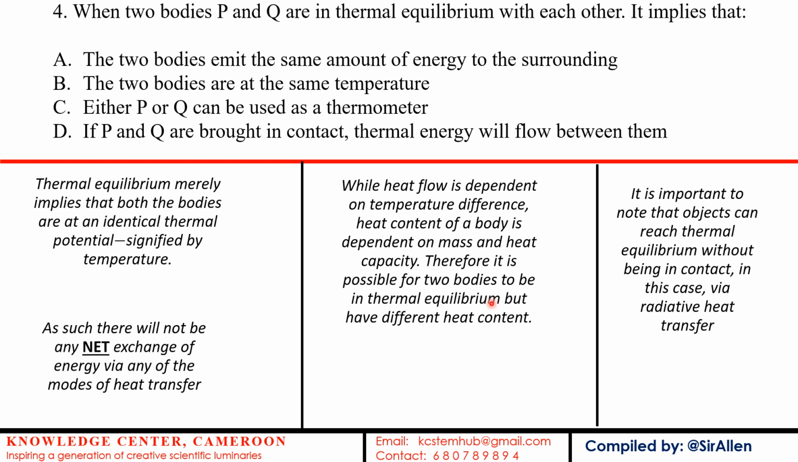So that just has to be clear: two bodies can exist at thermal equilibrium even if they have different heat contents, because again, equilibrium is a function of temperature and not heat content. It is important to note that objects can reach thermal equilibrium without being in contact, in this case via radiative heat transfer. So that's all I needed to say here. You can take down notes, you can take lessons. So the answer is B.